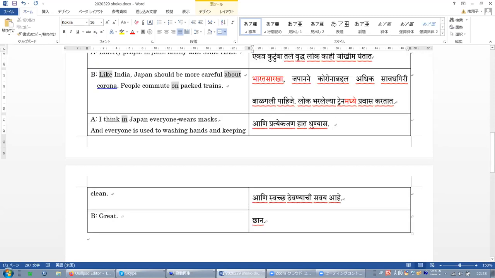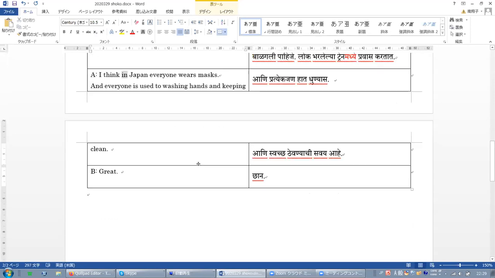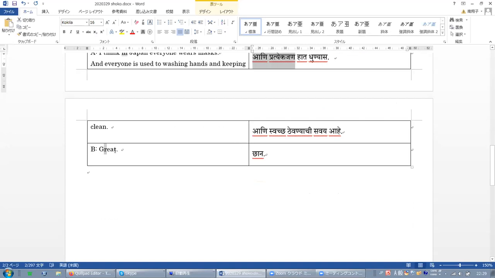Okay. Then I think in Japan everyone wears mask. And so Ekatore kaz apan prayek jan saat anik, sorry. I think you have missed the sentence because I think only few words. Oh, yes. So maybe I mistakenly deleted it. Yeah, no problem. Okay, and everyone is used to washing hands and keeping clean. I think I missed a lot of sentences. Yeah, you need to make it once and send it to me. Okay. Then maybe later. Sorry, I took long time.